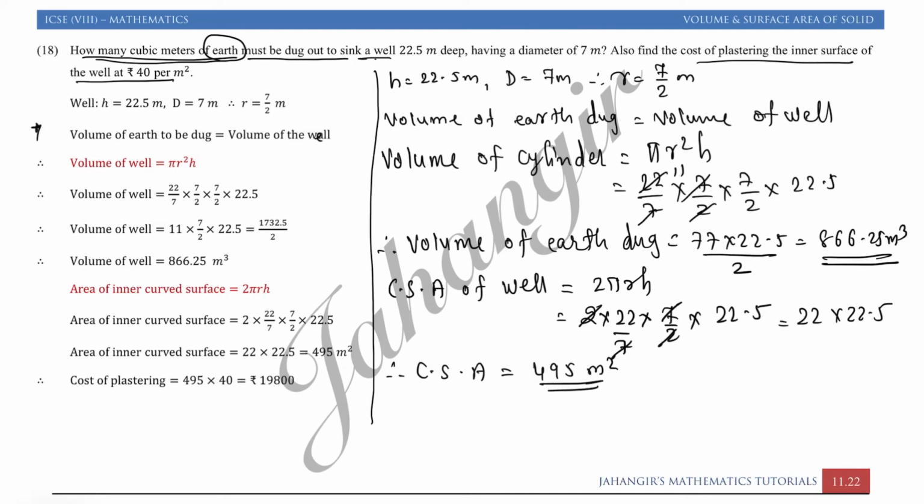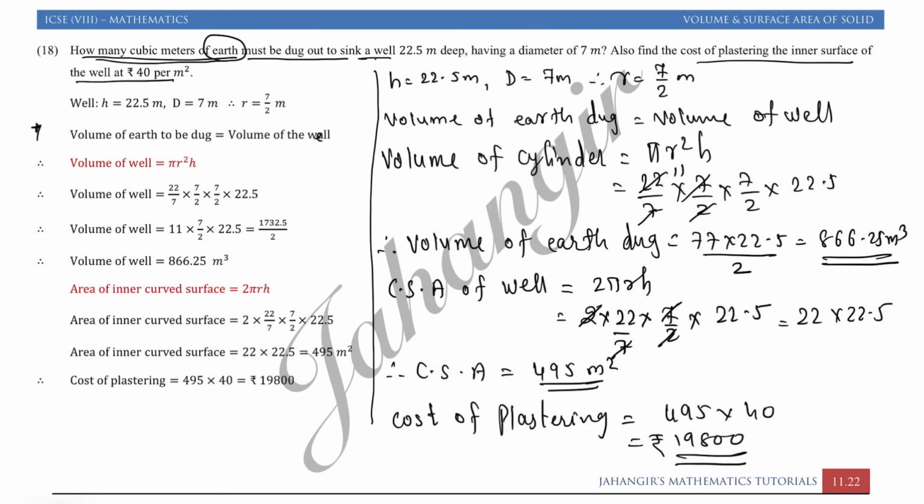Now we have to find cost of plastering. So I can write cost of plastering is equal to 495 into 40 rupees, that is equal to rupees 19800.